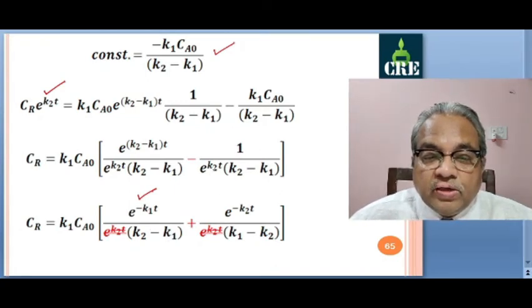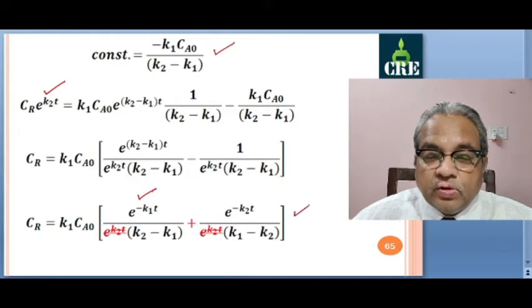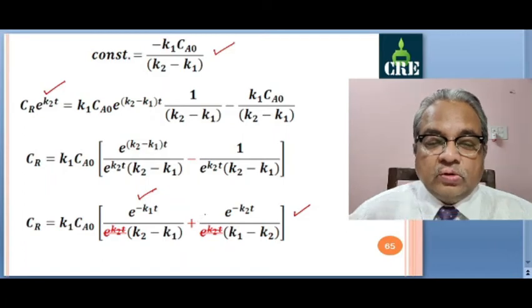We have here 1 by e raised to K2t. So this I am transferring to the numerator, so it becomes e raised to minus K2t. And here we have a minus sign. If I make this sign a plus sign, this K2 minus K1 becomes K1 minus K2. Okay. So you can keep it K2 minus K1 with the minus sign, there is no problem.